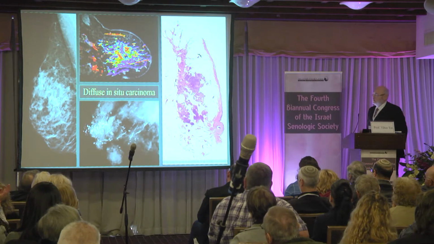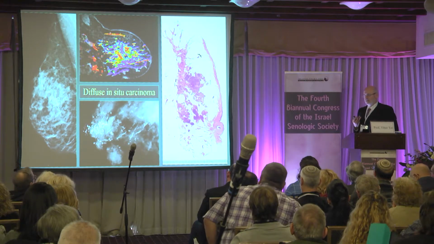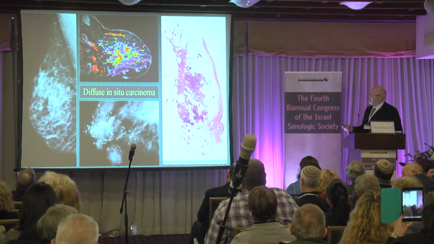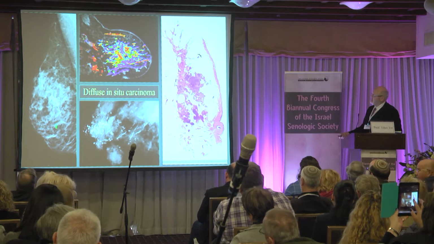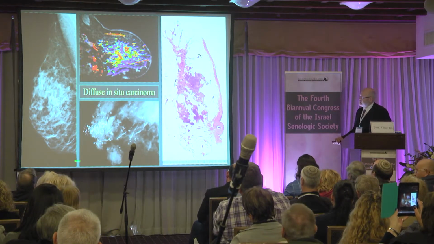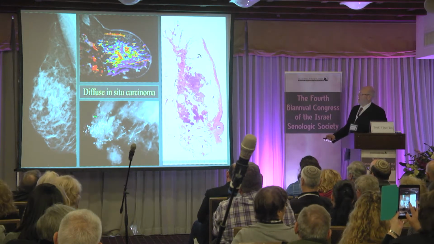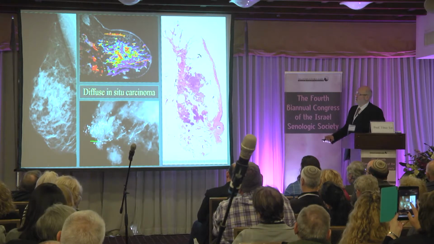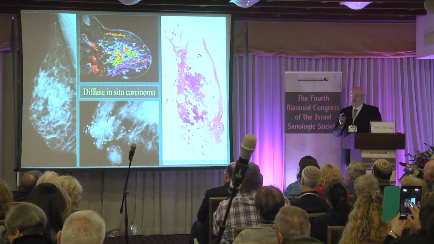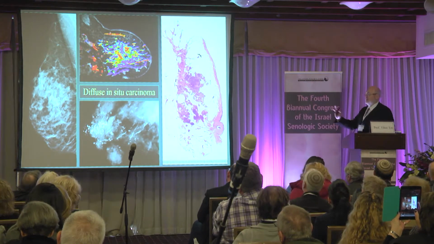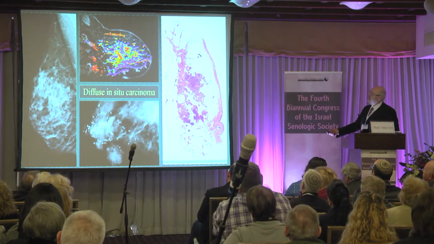The situation is complicated because the in situ can also be diffuse. Then it appears like this: casting type calcifications, long and branching calcifications on the mammogram. Or, as we have heard already, not all of them are calcified, but they can also manifest as an architectural distortion, very similar to the invasive one. And you can also trace them on the MRI like this.